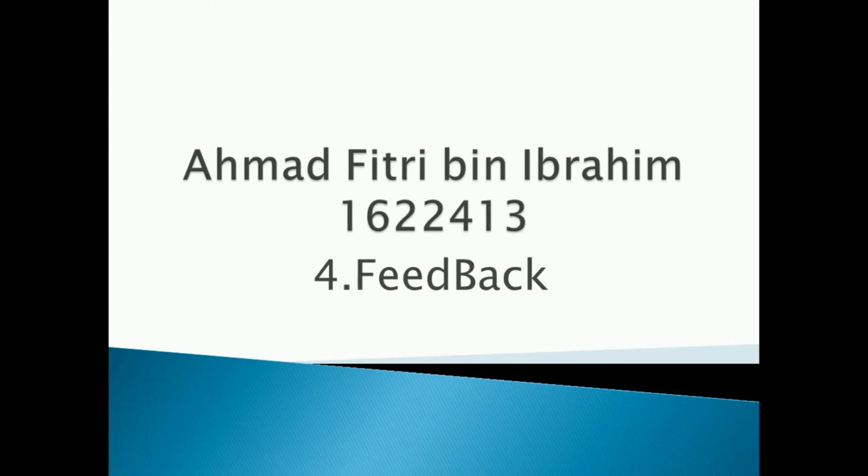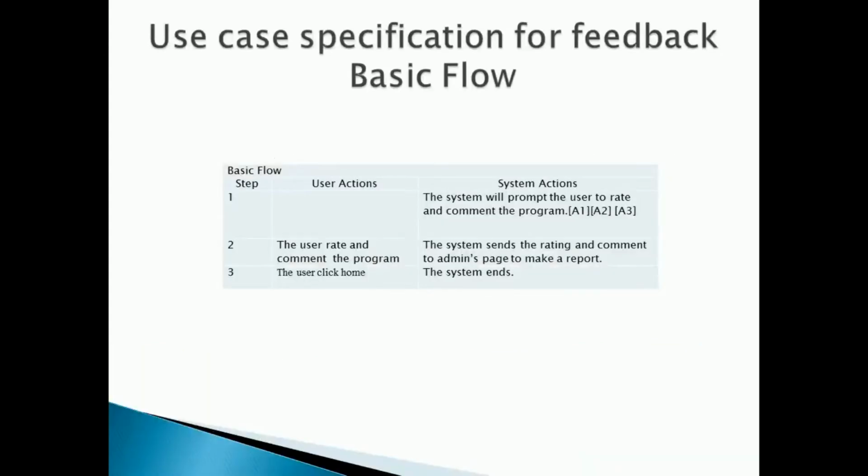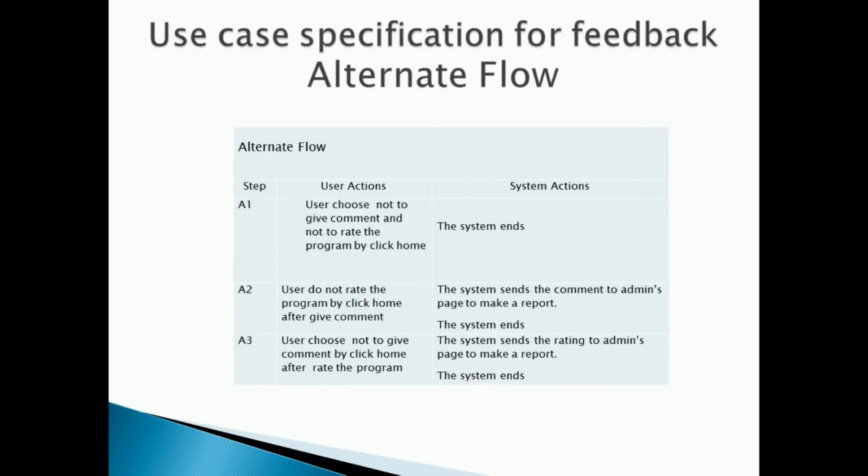Today I will explain about the feedback use case specification, and this is my basic flow. The first step, the system will prompt the user to rate and comment on the program, and this will provide A1, A2 and A3. The second step, the user rates and comments on the program. The system will send the rating and the comment to the admin page to make a report, and the user clicks home. The system will end.